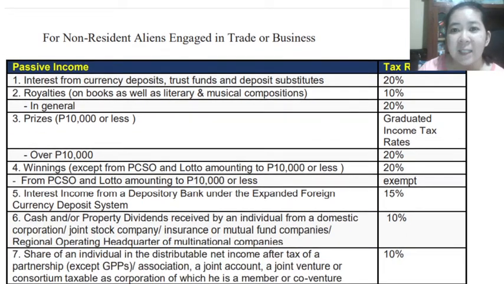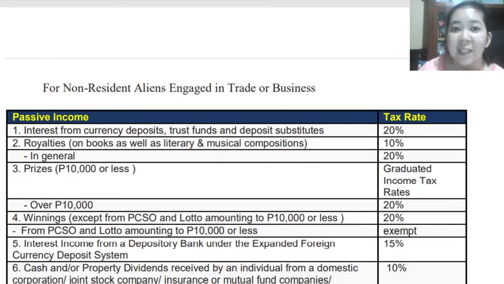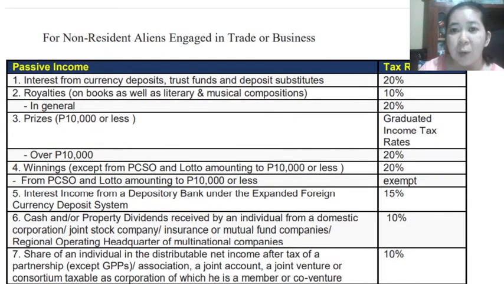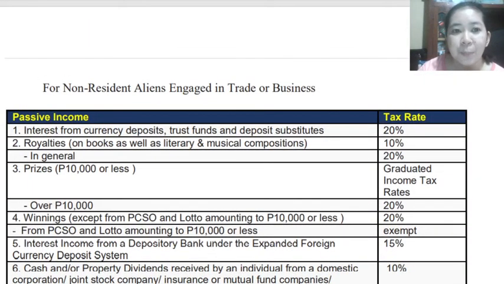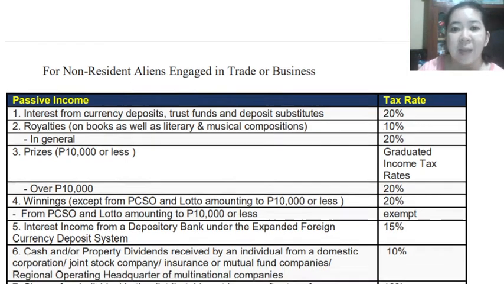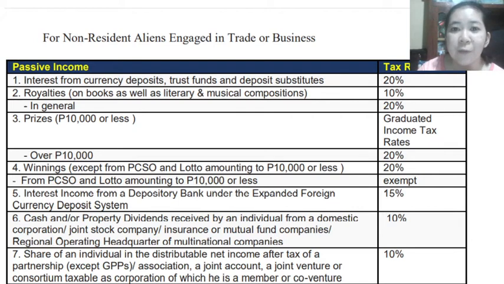Okay, so we go now to the next taxpayer, non-resident aliens engaged in trade or business. So this is the tax table for their passive income earned here in the Philippines. The first is interest from currency deposit, the same as the first table. So that's 20% final tax. For royalties, the same also with our resident citizen and resident alien: 10% if royalties from books, literary and musical compositions, and in general, that is 20%.